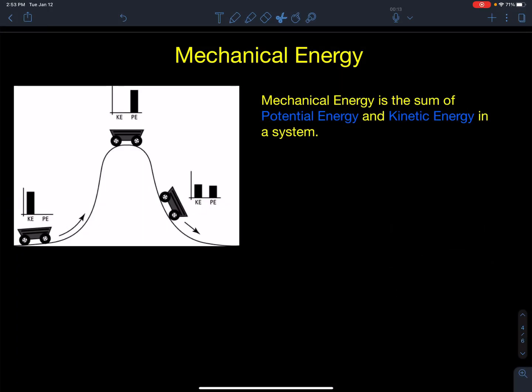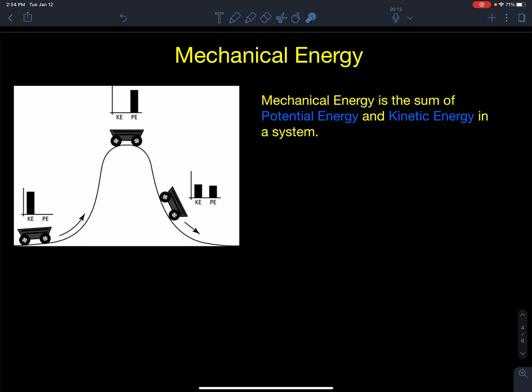So something we talked about in last class was mechanical energy, which is the sum of potential energy and kinetic energy in a system. Okay, we've been using these terms a lot lately, and I just wanted to take some time for us to really understand what potential energy and kinetic energy are in a system. Okay, so here we have a system, which is a roller coaster.